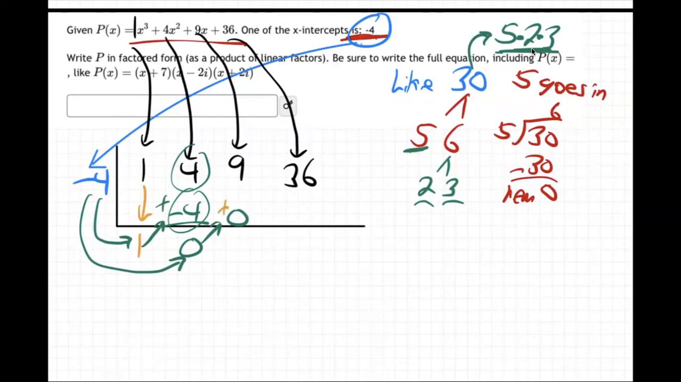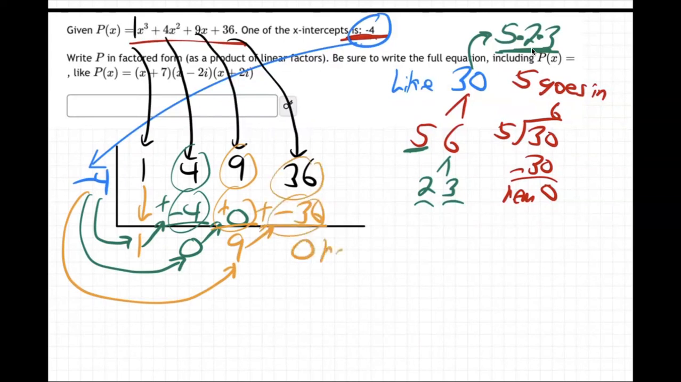And then add these up. 9 and 0 is 9. And then -4 times 9 is -36. Add these up. 36 and -36 is 0 remainder. You know you're going to get a 0 remainder because you're dividing by -4, which they said is one of the x-intercepts, meaning it's one of the things that goes in there. Okay. So what does that mean we've got so far?